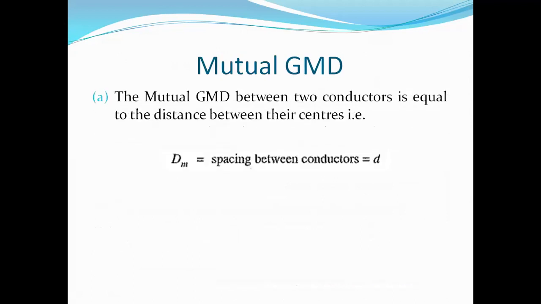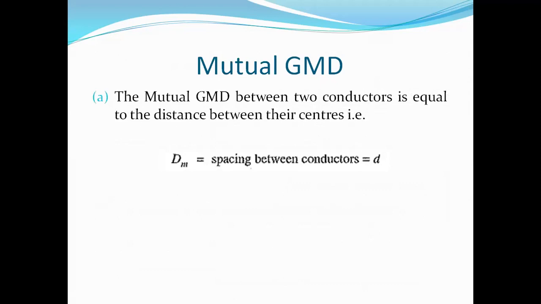Now let's move to mutual GMD. Mutual GMD between two conductors is equal to the distance between their centers. Look, the term we have to remember is that mutual GMD between two conductors is equal to the distance between their centers. So it is nothing but the center to center distance. That GMD equals the spacing between conductors, which equals D if we consider the distance as D.